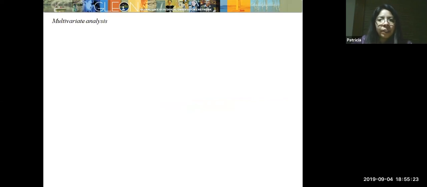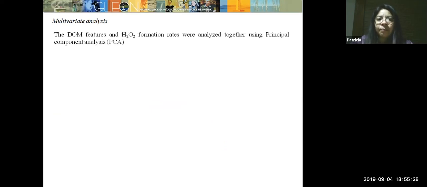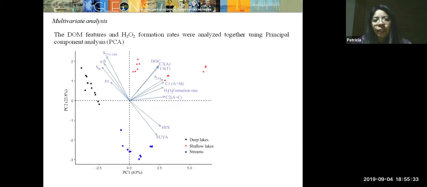In a multivariate analysis, we put all of the DOM data and also the hydrogen peroxide formation rate, and using two axes, the first and the second, we can explain almost 80% of the total variance. As you can see, all of the different types of environments were separated: the streams, the shallow lakes, and the deep lakes were completely separated, and each of them has its own characteristics, its own features.